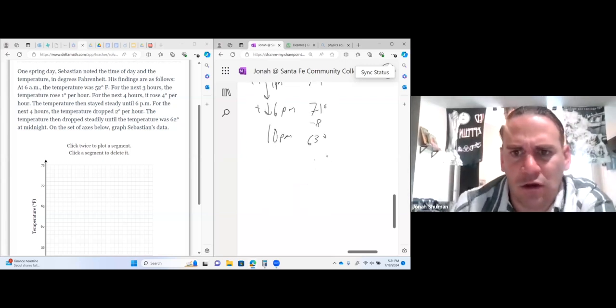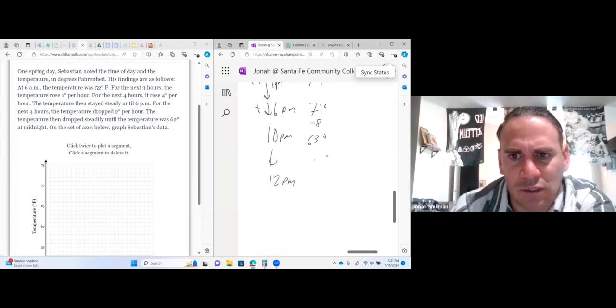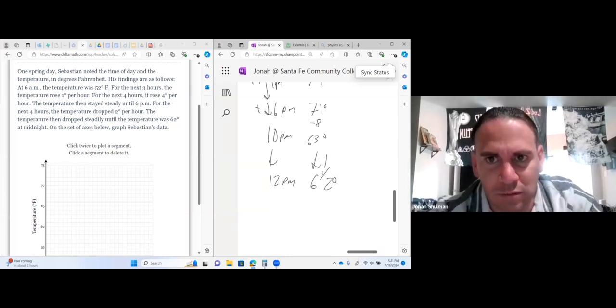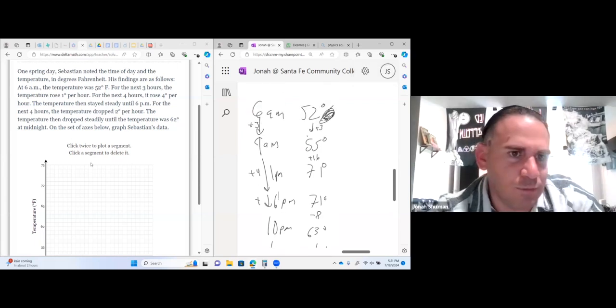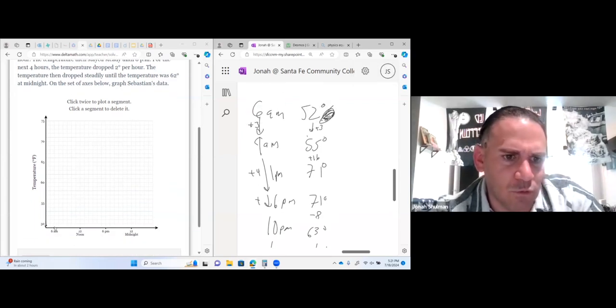We're saying from 10 p.m. to midnight, we got to go just how many degrees? Just 1 degree. So it's going to be half. So 62 degrees. So we have all the points we need to plot. We should be good to go. I did a point by point. You can do the conversions if you want.